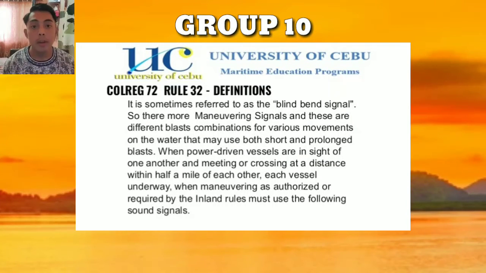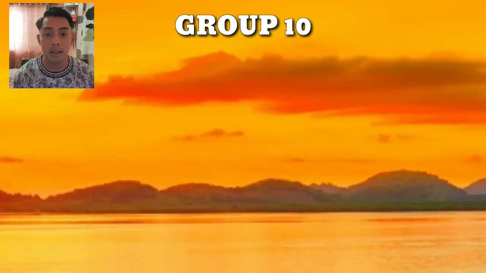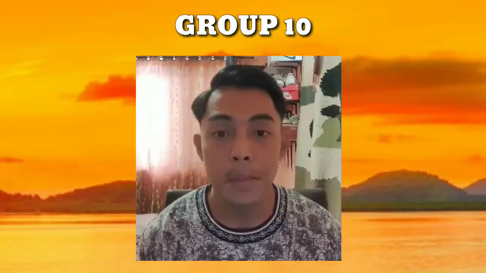There are more maneuvering signals, and these are the different blast combinations for various movements on the water that may use both short and prolonged blasts. When power-driven vessels are in sight of one another and meeting or crossing at a distance within half a mile of each other, each vessel underway, when maneuvering as authorized or required by the rules, must use the following sound signals. So that's all.